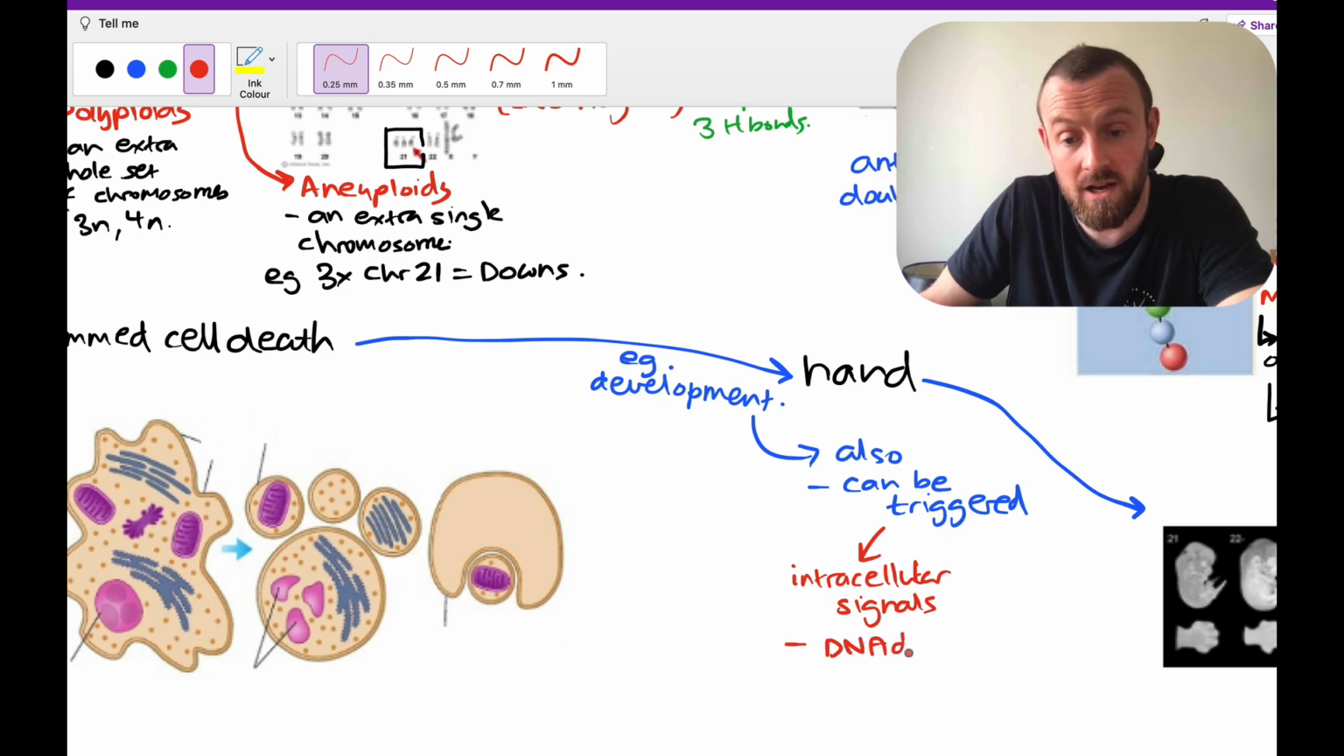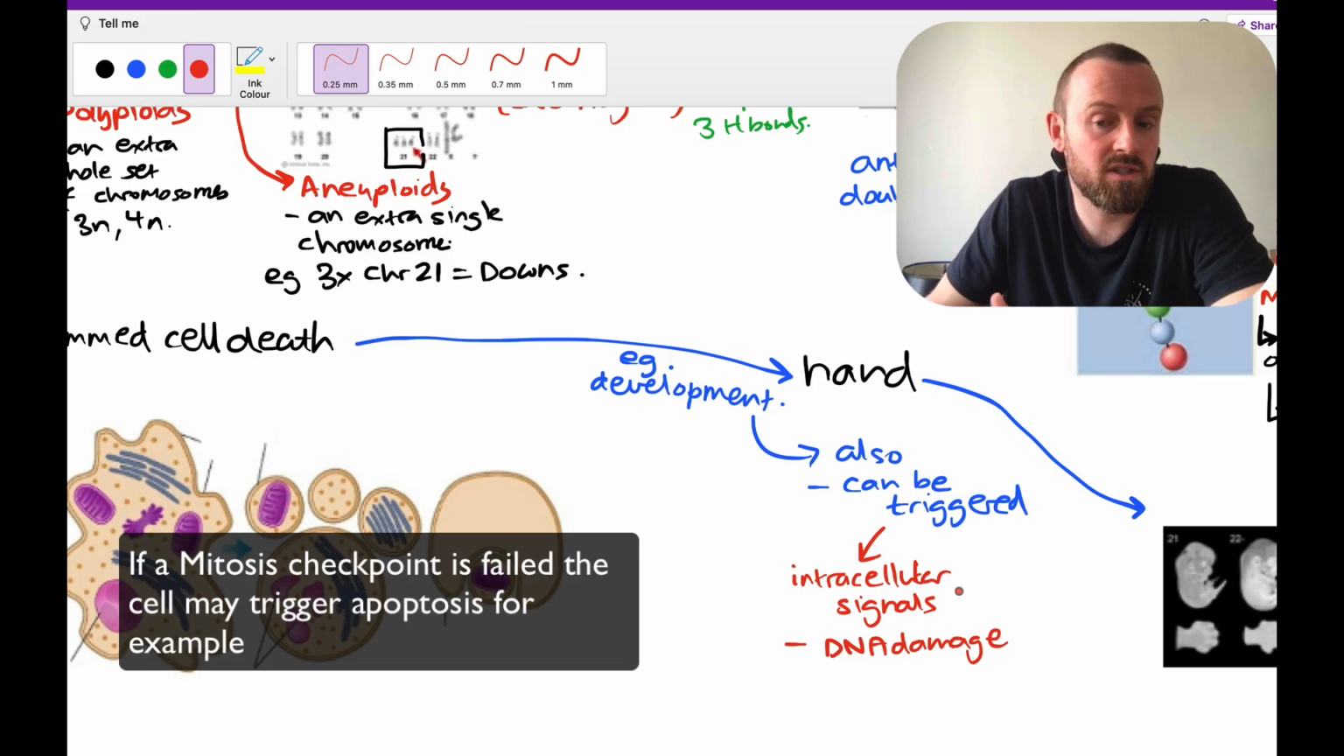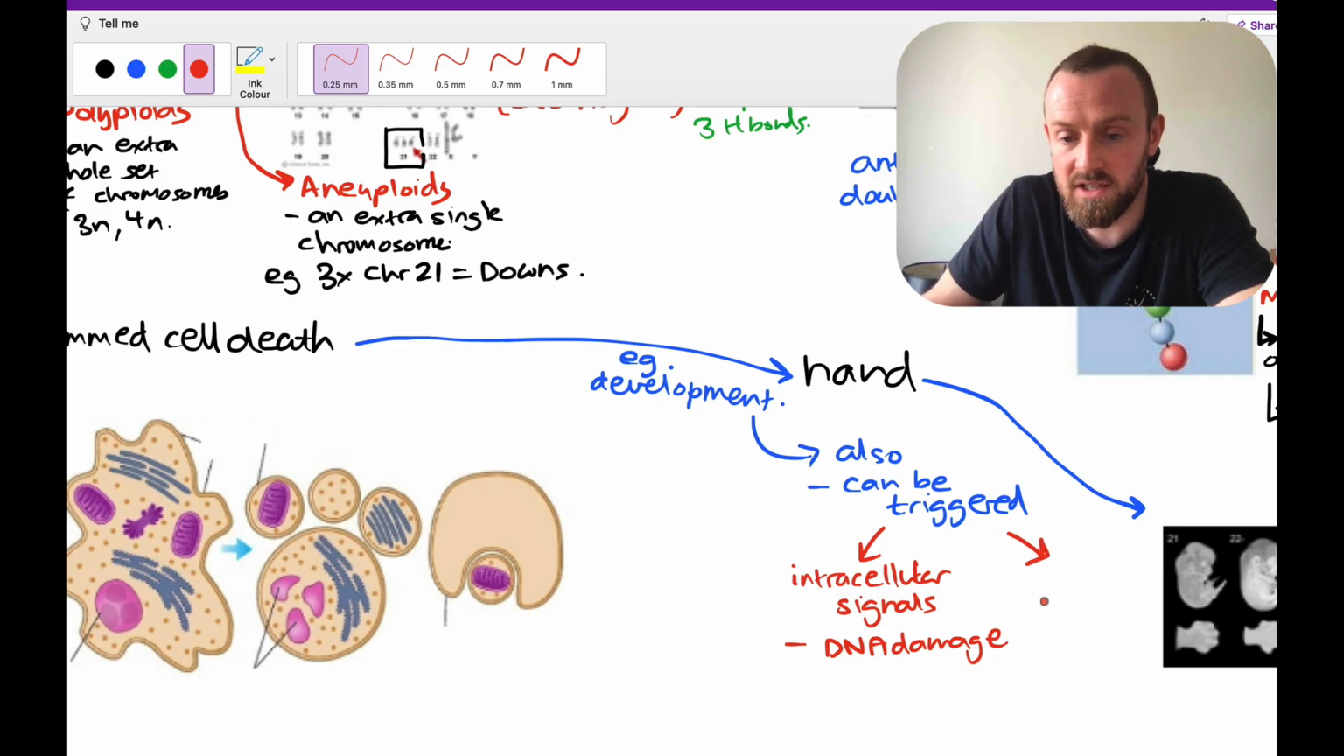This is very good, because if you have cells with lots of DNA damage, they could become cancerous and then cause the whole body to suffer or die. So it's much better that a cell which detects its own damage kills itself than going on to harm the body. So that's intracellular signals, DNA damage. It could also be signals from outside.